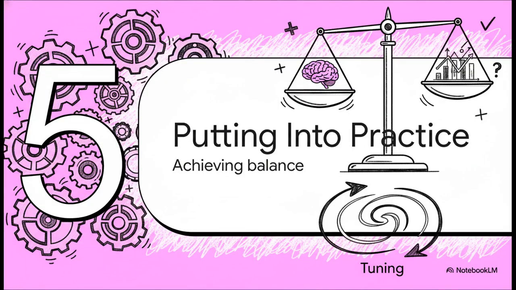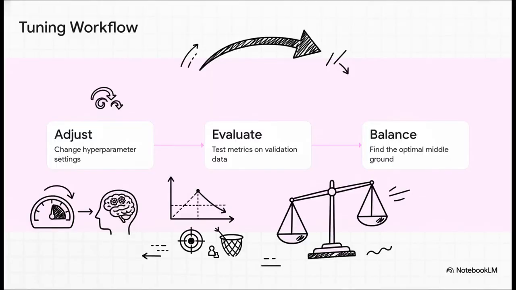Let's wrap this up with Section 5, putting it into practice. Let's see how this builds into a deliberate, repeatable workflow. Step 1, we systematically adjust the hyperparameter settings. Step 2, we evaluate the model using our chosen metrics on unseen validation data. And Step 3, we analyze those scores to find the optimal middle ground. It's an intentional process aimed at strong, generalized predictive performance, not just getting high training scores.